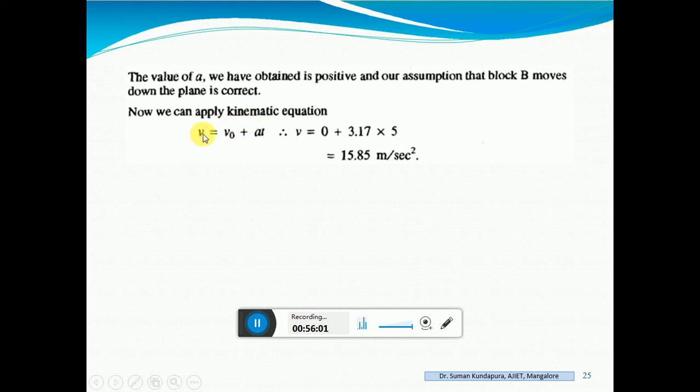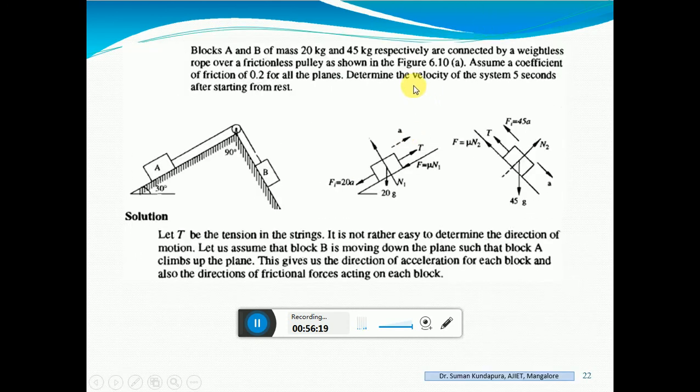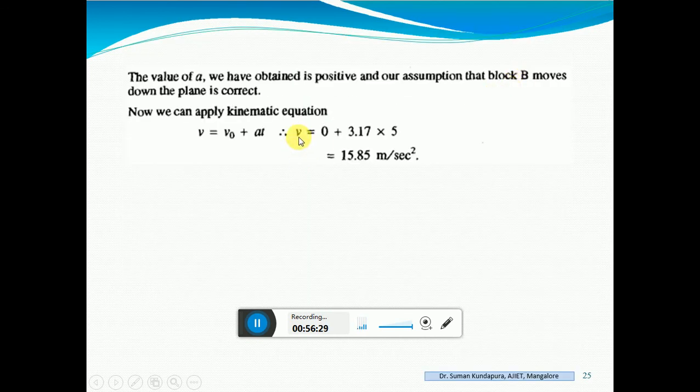So we can substitute in the equations of motion. V is equal to V naught plus at, that is u plus at. Initial velocity, it started from rest, so initial velocity is 0. Acceleration, just now you found out, 3.17 into t, 5 seconds is given in the problem. Determine the velocity of the system 5 seconds after starting from rest. So initial velocity is 0, final velocity is unknown, time and acceleration are known. Find out the final velocity. This is not seconds squared, this is meters per second, the velocity we are finding out here.